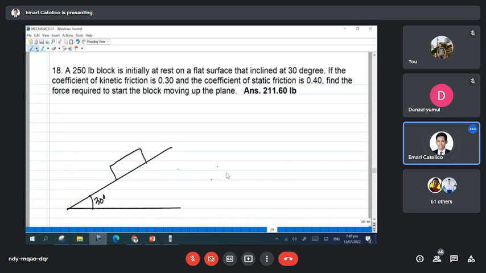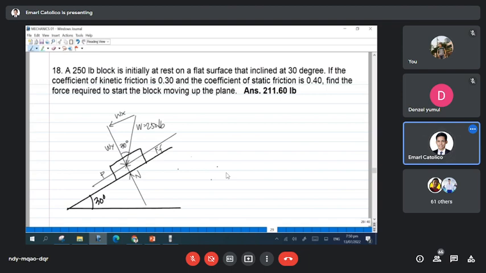Okay. So, ito yung block natin. So, meron tayo dito frictional force. Opposite niya is force P. Meron tayong normal force. Opposite niya yung weight. Okay. So, kung 30 yan, matic 30 degree to. Meron tayong X component dito, WX. Then, meron tayong WY na pababa. And nandito yung weight natin, which is 250 pounds.